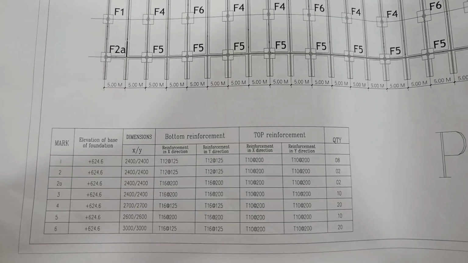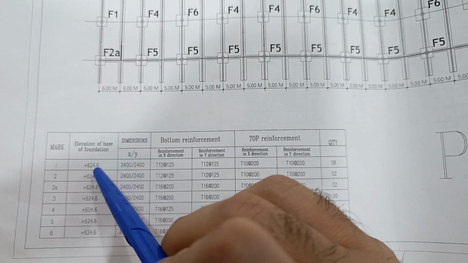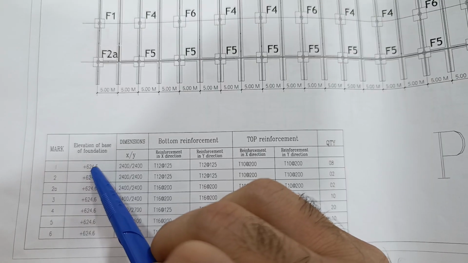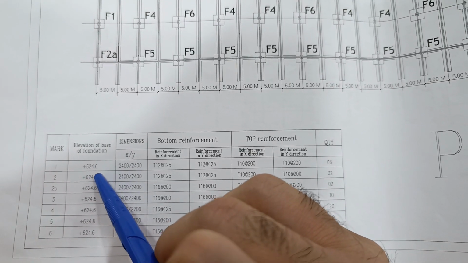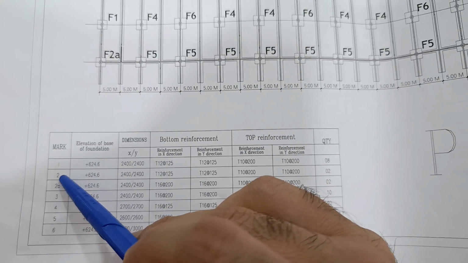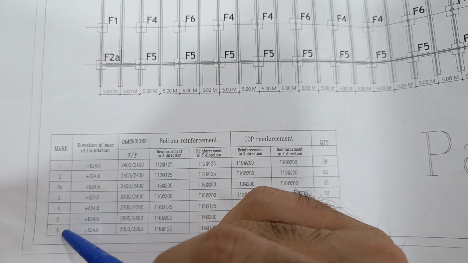So if we are checking F1, we should have the elevation of the base of foundation. Its elevation will be checked by the surveyor, whether it is 624.6 or not. So all these footings have the same elevation. It is FA, F1, F2, F2A, F3, F4, F5, F6. So these are the footing names.